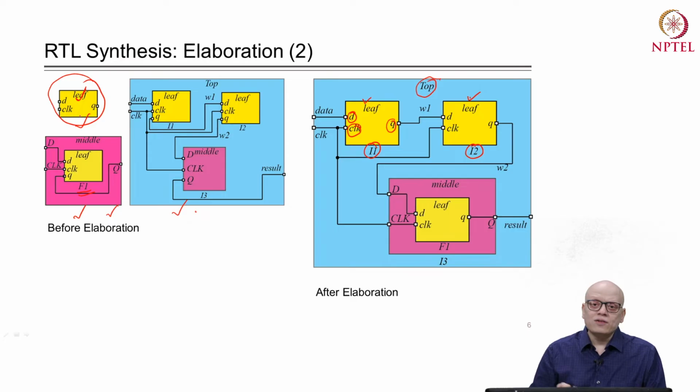Then other kind of errors can be with respect to the port names. For example, if we make an error in the name of the ports while instantiating, then that problem will be reported during elaboration, or if there is a mismatch in the width of the buses and the pins in the instantiation, then the tool can report an error.